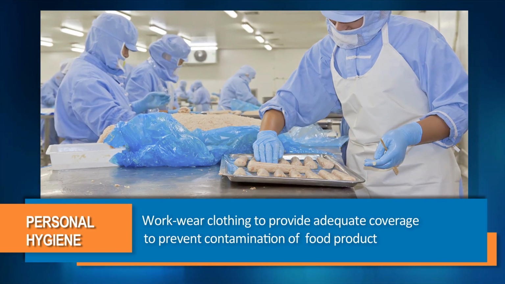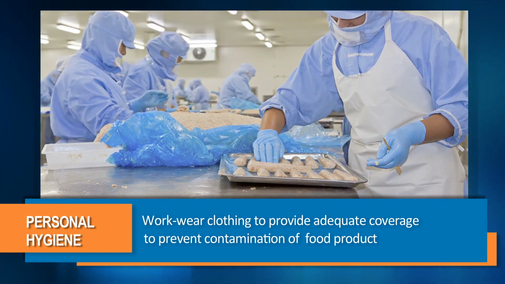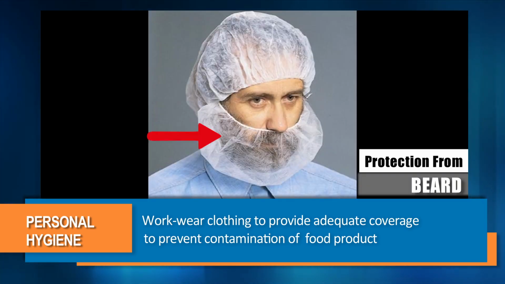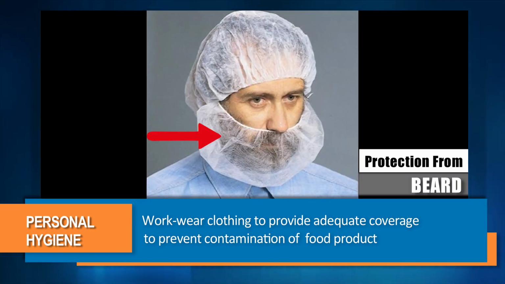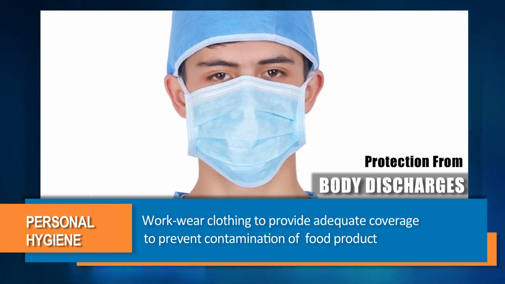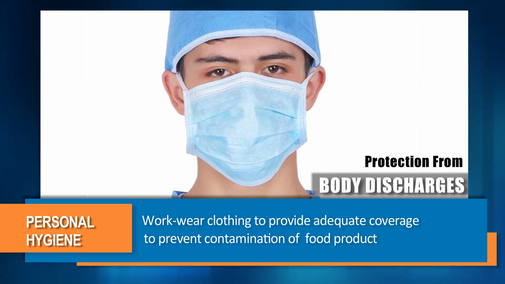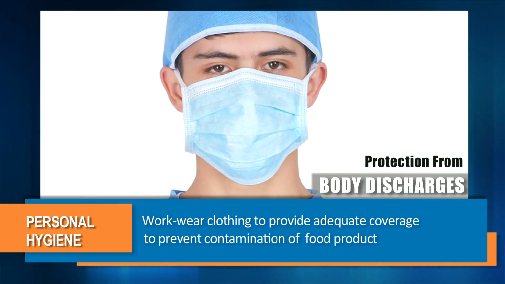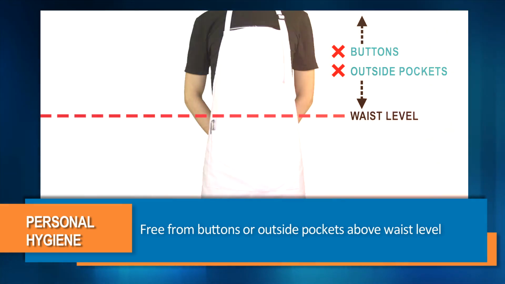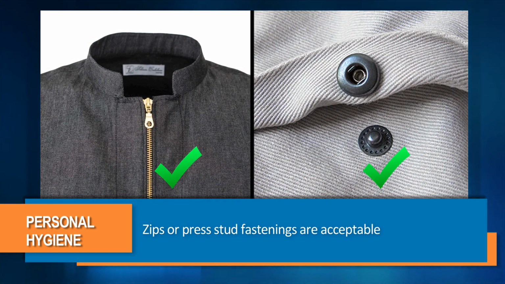Workwear clothing shall provide adequate coverage to ensure that hair, beard, perspiration, body discharges, etc. cannot contaminate the food product. As a good practice, it should be free from buttons or outside pockets above waist level. Zips or press stud fastenings are acceptable.